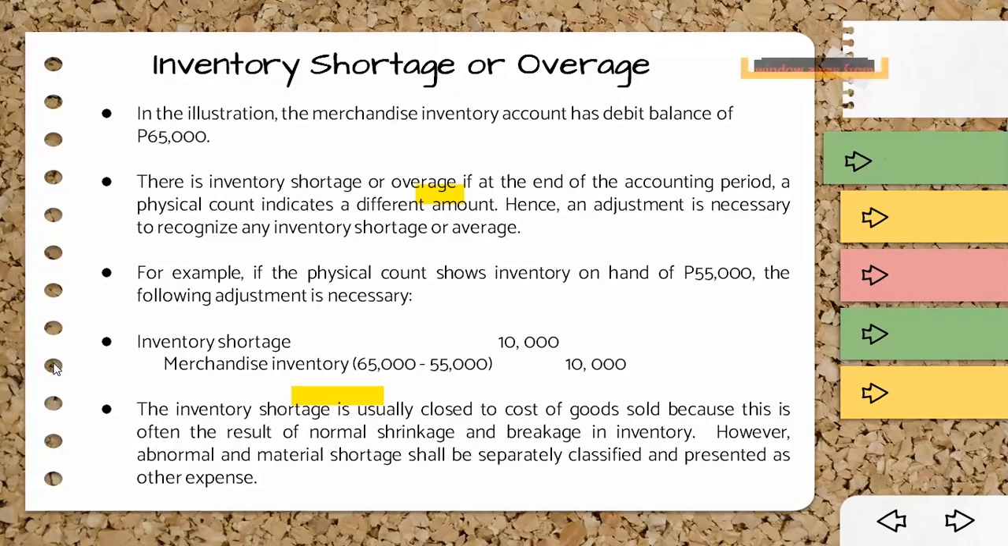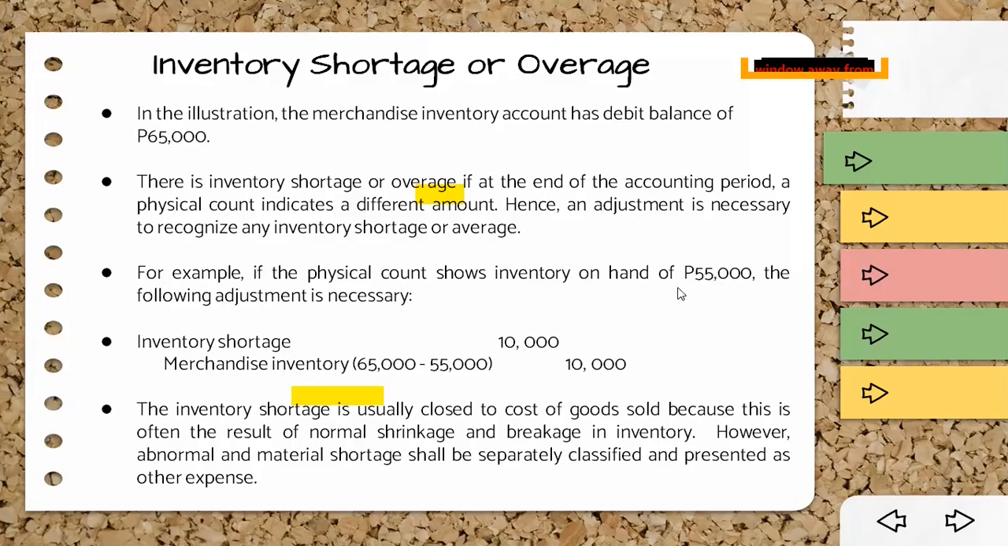So again, kapag hindi magtali, no, yung iyong physical count doon sa records, then there's, of course, inventory shortage or overage. So, example, in the illustration, the merchandise inventory account has a debit balance of 65,000. So, there is an inventory shortage or overage if at the end of the accounting period, the physical count indicates a different amount. Hence, an adjustment is necessary to recognize any inventory shortage or overage. So, example, if the physical count shows inventory on hand at 55,000, then the following adjustment is necessary.